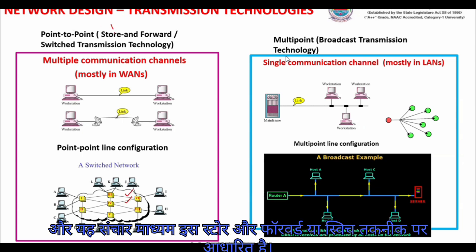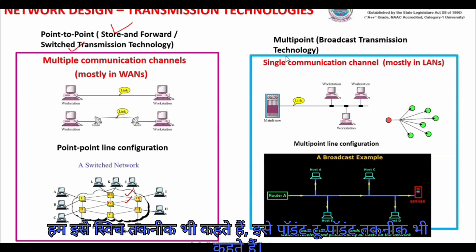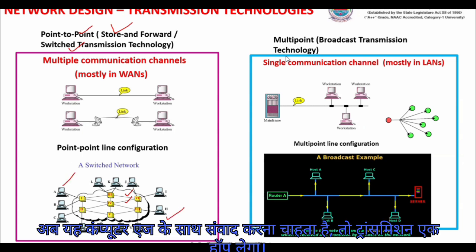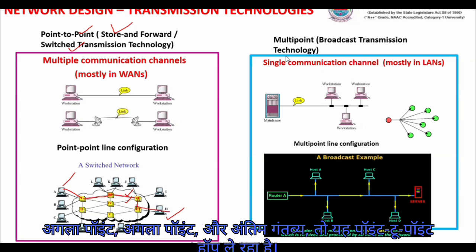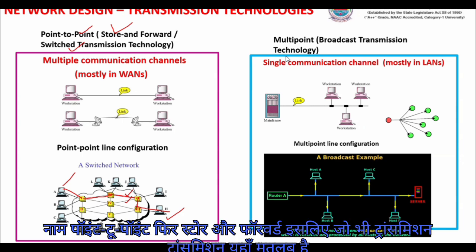This communication subnet is based on store and forward or switch technology. We also call it switch technology, and we also call it point-to-point technology. Why? Now this computer A wants to communicate with H. Transmission will take one hop, then the next point, next point, next point, and the final destination. So it is taking hops point to point. That's why the name point to point, then store and forward.